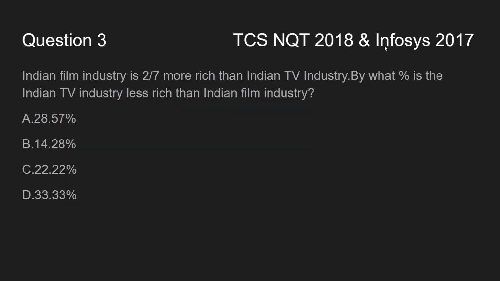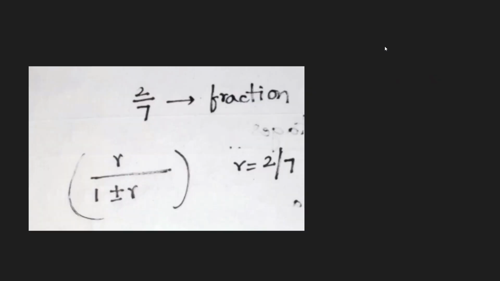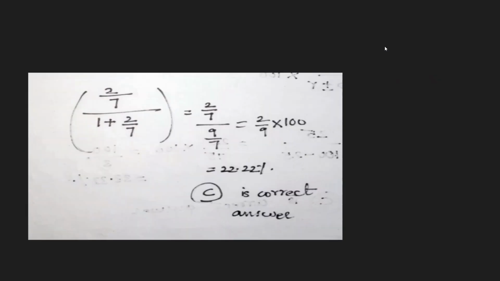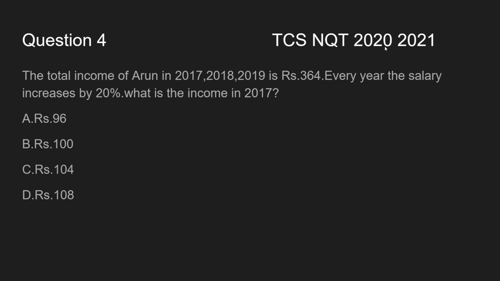If they have given less than in the starting, we'll use minus. Here R is 2 by 7. In starting they have given more rich, so in the denominator we should do addition. 2 by 7 by 1 plus 2 by 7, that is 2 by 7 by 9 by 7, 7 7 cancel, 2 by 9 into 100, that is 22.22%. So option C is correct answer. Now we'll see the next question.